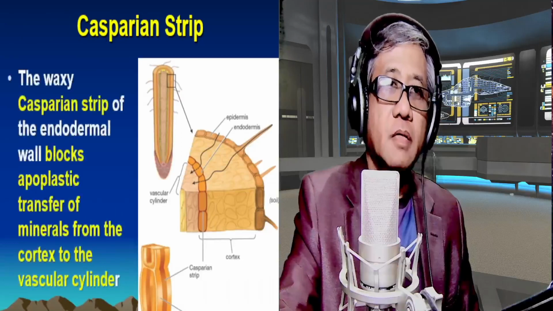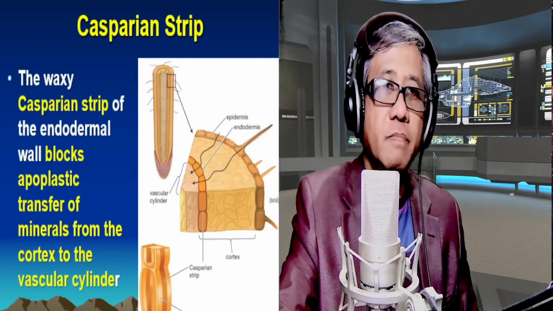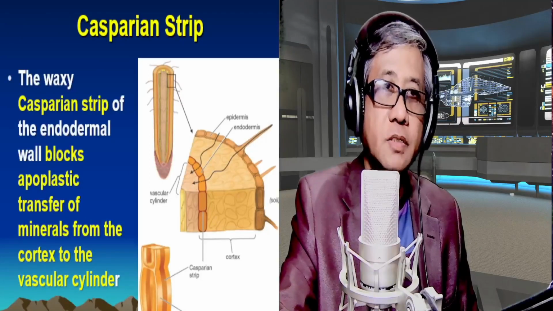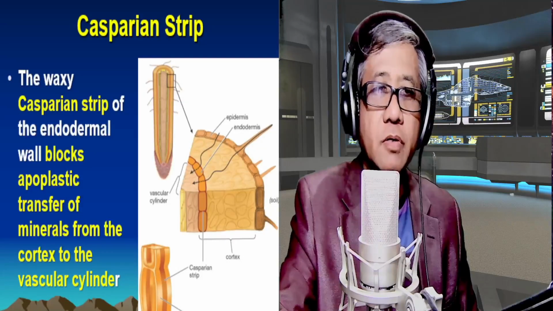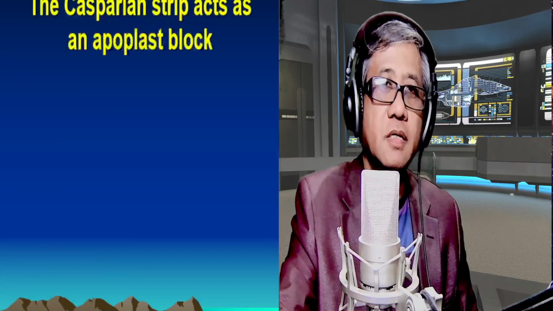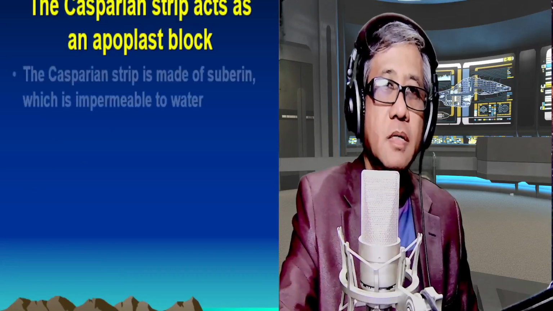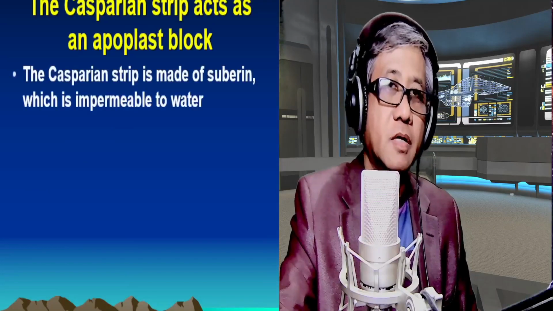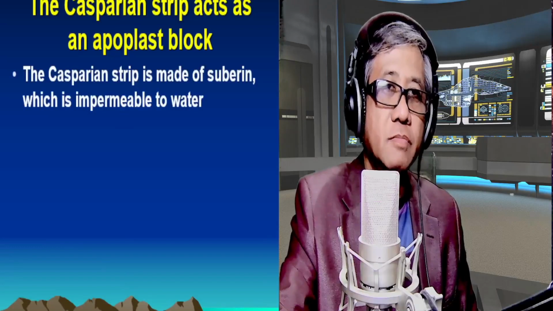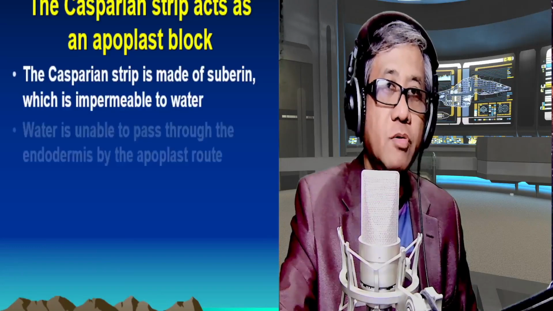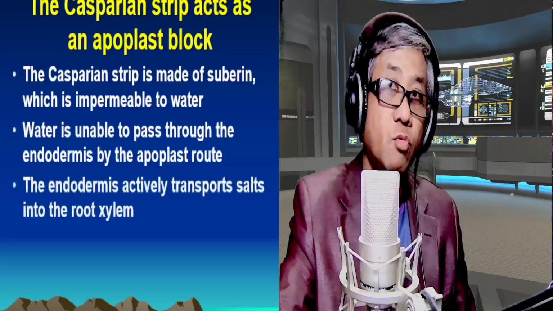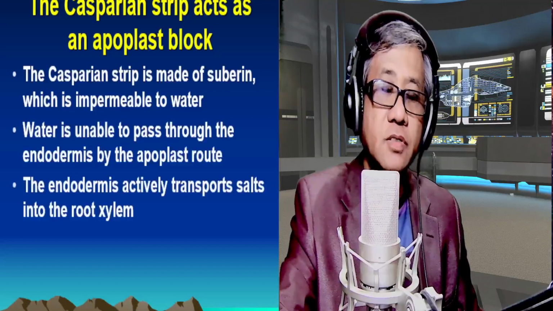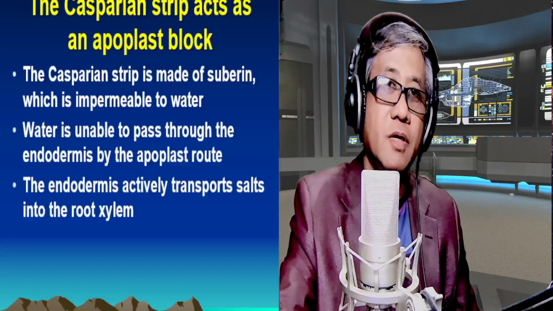Alright, the waxy Casparian strip of the endodermal wall blocks apoplastic transfer of water and minerals from the cortex to the vascular cylinder. So that is the apoplastic block. The Casparian strip again is made of suberin, which is impermeable to water. Water is unable to pass through the endodermis by the apoplastic route. So water enters the xylem vessels only through the symplastic pathway.